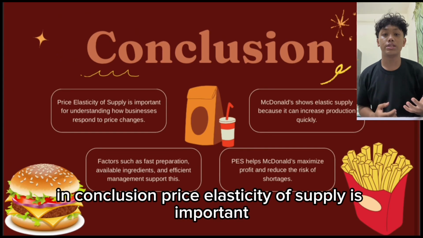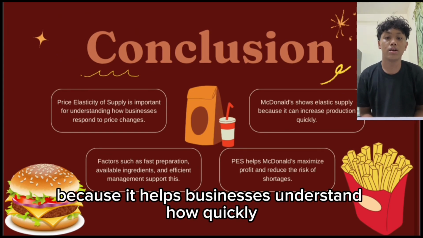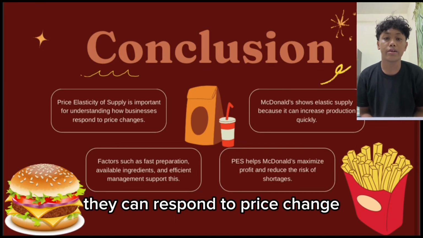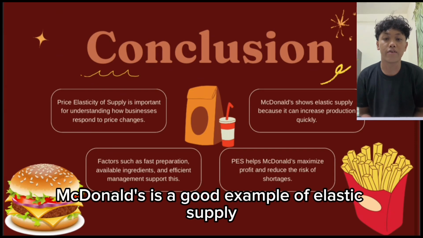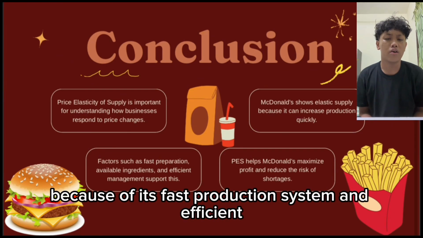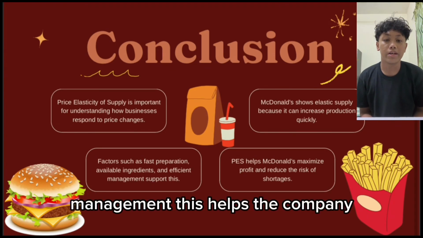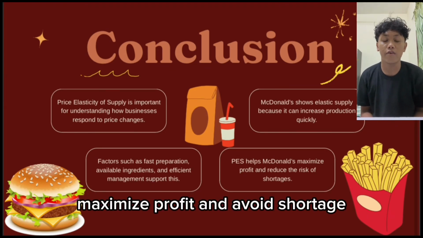In conclusion, price elasticity of supply is important because it helps businesses understand how quickly they can respond to price changes. McDonald's is a good example of elastic supply because of its fast production system and efficient management. This helps the company maximize profit and avoid shortage.